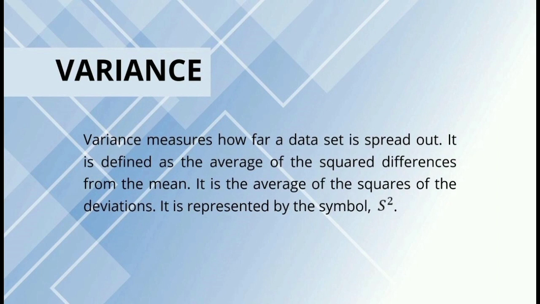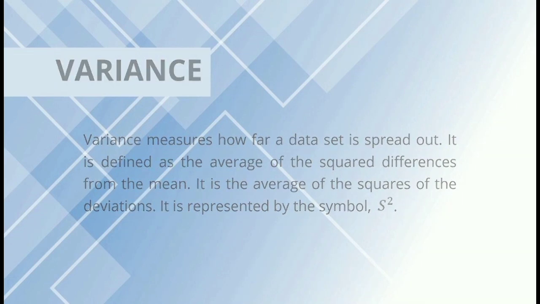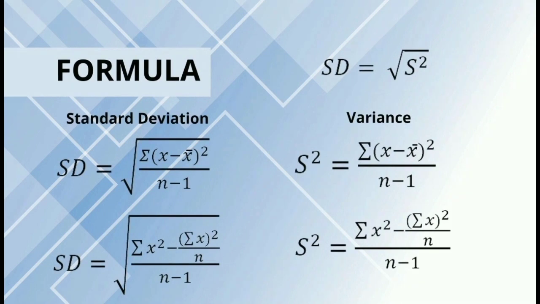It is the average of the squares of the deviation. It is presented by the symbol S squared. We can notice, based on the formulas of the standard deviation and the variance, that the standard deviation is equivalent to the square root of the variance. So basically, to solve for the standard deviation of a given dataset, we must first calculate its variance and find the square root of that variance.